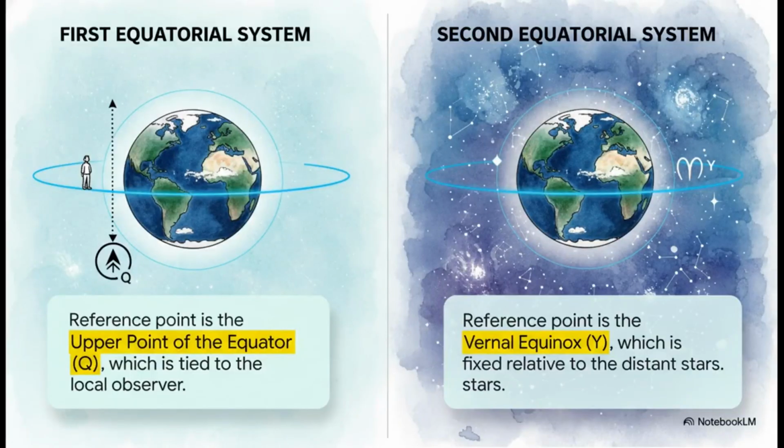We have two primary equatorial systems. Now, both of them use the same fundamental plane, the celestial equator, which is just Earth's equator projected out onto the sky. The critical difference, as you can see, is their reference point, where they start counting.